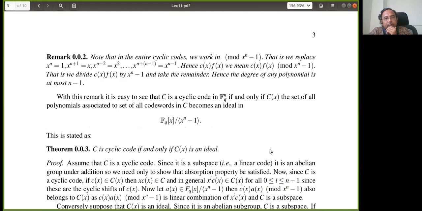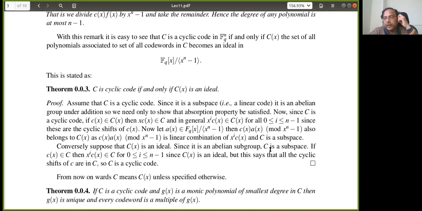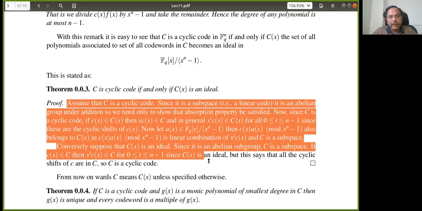With this remark, it is easy to see that C is a cyclic code in F_q power n if and only if C of x, the set of all polynomials associated with all code words, becomes an ideal in F_q of x modulo x power n minus 1. So that is this theorem: C is a cyclic code if and only if C of x is an ideal. I will give the proof later. Don't worry about that, I will explain the proof in a while.